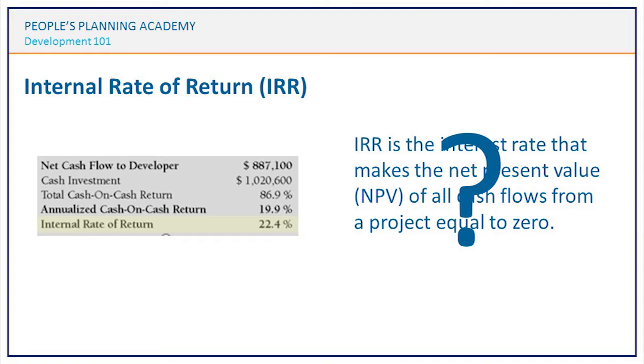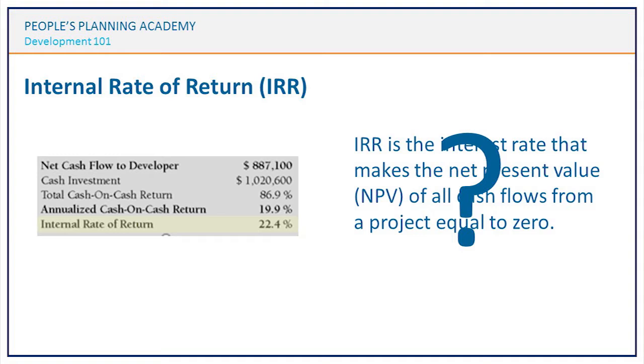Which leads us to the second part, the internal rate of return. So the formal definition of the IRR is that it is the interest rate that makes the net present value of all cash flows from a project equal to 0. And if that has you going, I have no idea what you just said.